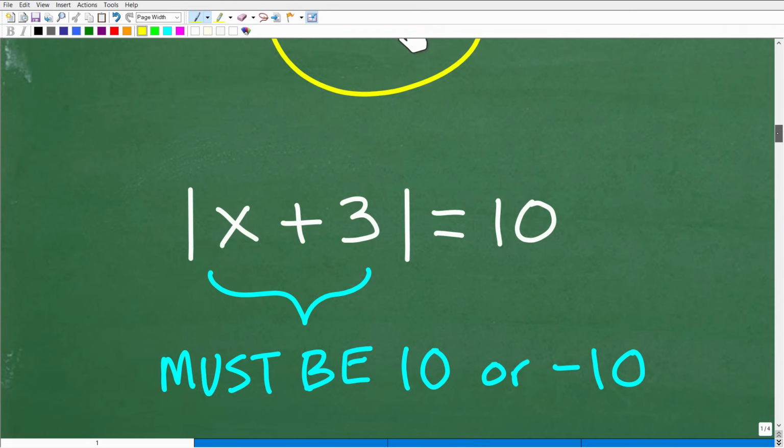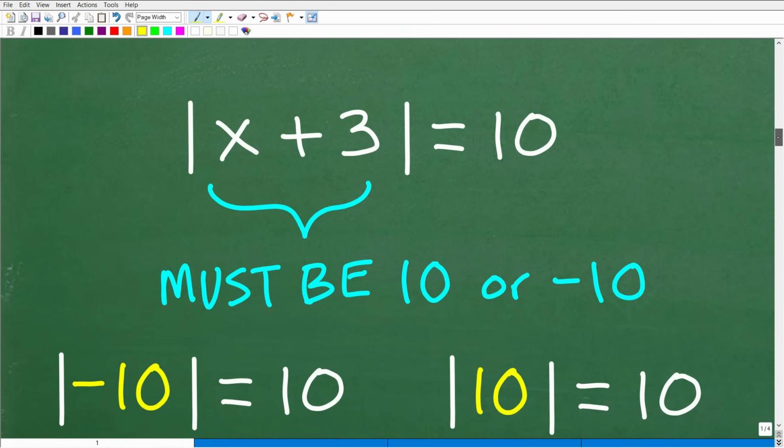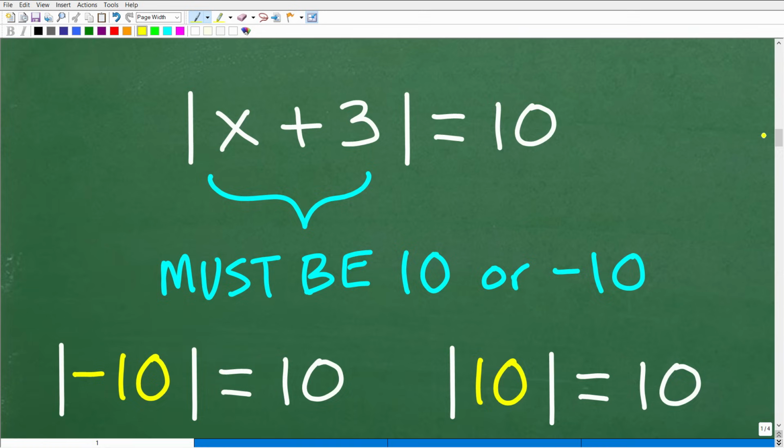But back to the problem. Okay, so now that we understand these concepts about absolute value equations, we can look at this scenario. We have the absolute value of x plus 3 is equal to 10. So I'm looking at x plus 3 and I'm like, you know what, x plus 3, I know you're trying to disguise yourself. You are really a 10 or a negative 10. You must be, right?